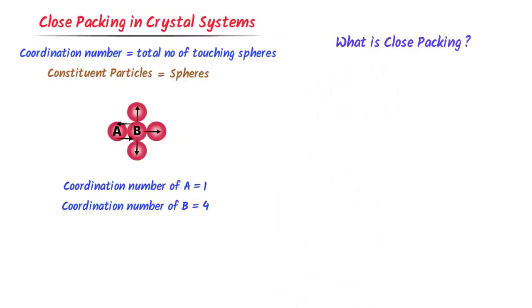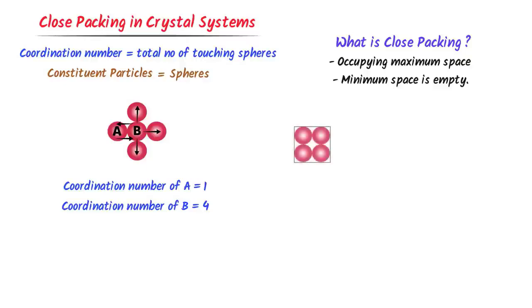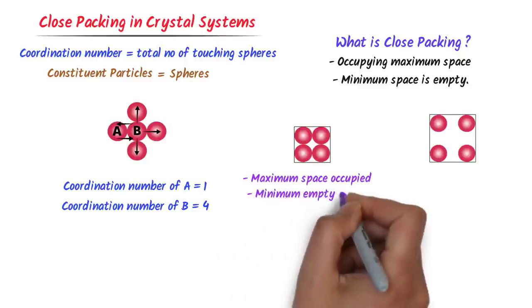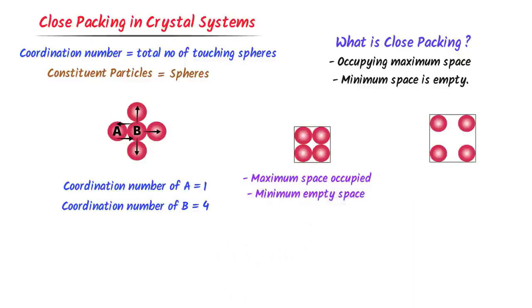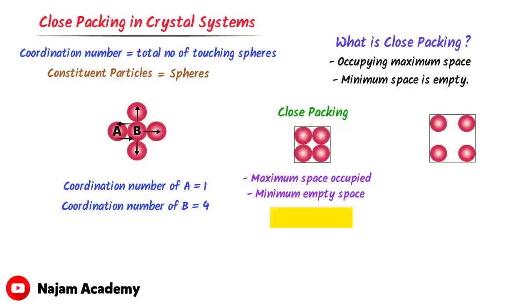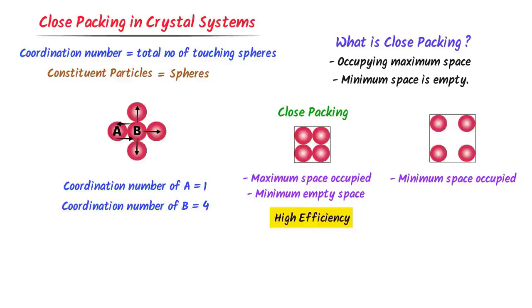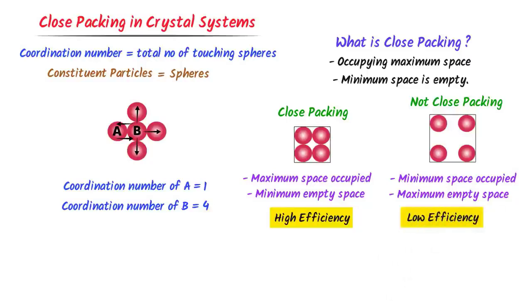Now what is close packing? Well, close packing means occupying maximum space and there is minimum empty space. For example, consider these spheres. Now in first case, there is maximum space occupied by the 4 spheres and there is minimum empty space. So it is a close packing and its efficiency is high. In the second case, there is minimum space occupied and maximum space is empty. So it is not a close packing and its efficiency is minimum.